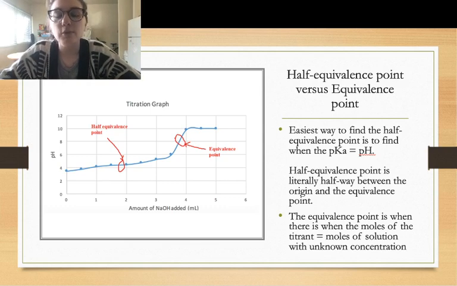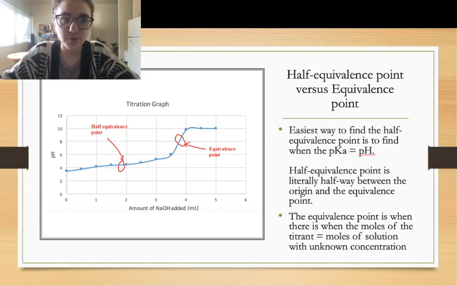And the equivalence point is when the moles of the titrant equal the moles of solution with an unknown concentration. This will be evident when you have a strong acid versus a strong base with the same molarities and the same volumes. When they have equal amounts, it's more obvious. But when you're changing the molarities or the volumes, it's not as obvious. So note that in these examples that I'm about to show, I'm using the same molarity to calculate these, so this is a bit more straightforward. I will do harder problems later on when you guys are more ready.